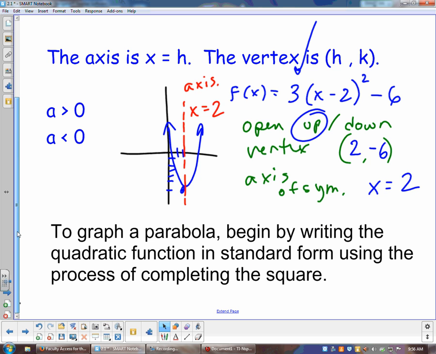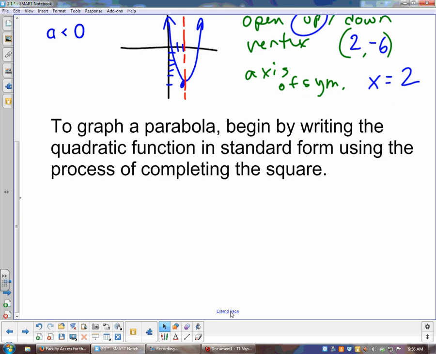So what else? Okay, excuse me. To graph a parabola, begin by writing the quadratic function in standard form using the process of completing the square. Have you learned completing the square already? Did we talk about that back in the appendix? Oh, okay. Well, that's better clarification there.